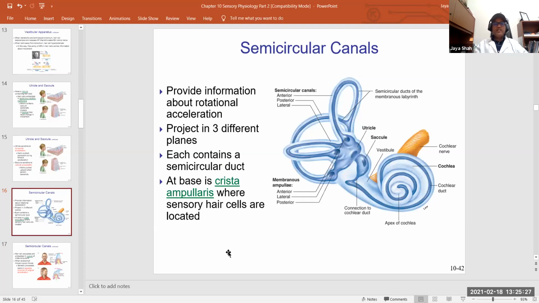Semicircular canals, on the other hand, contain the crista ampullaris. They also contain hair cells, and provide information about rotational or angular acceleration. They project in three different directions, like anterior, posterior. So based on how you move your head, if you are moving your head, these semicircular canals are depolarized, their hair cells, and you can feel the movement. For summary, you have to understand the function of each of these, the semicircular canals and the utricle and saccule, and what kind of movements they are responsible for.